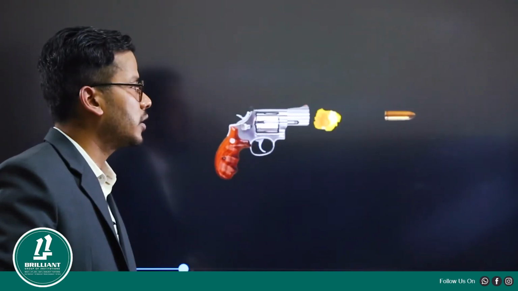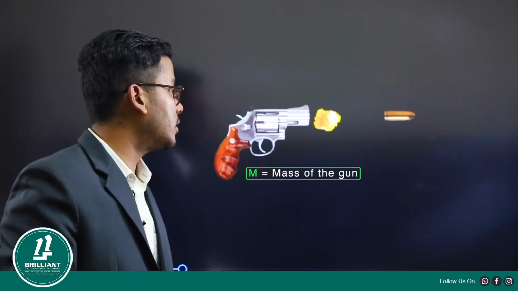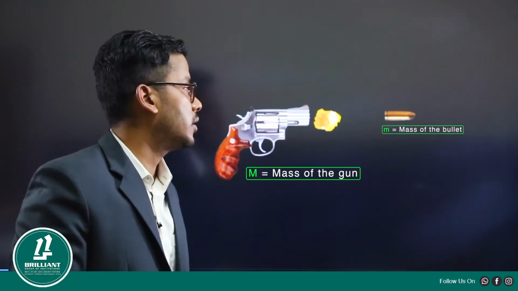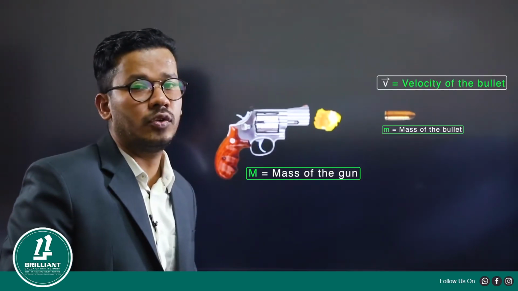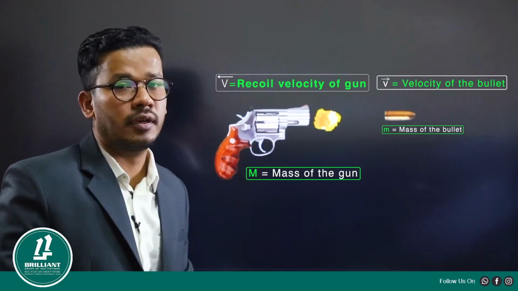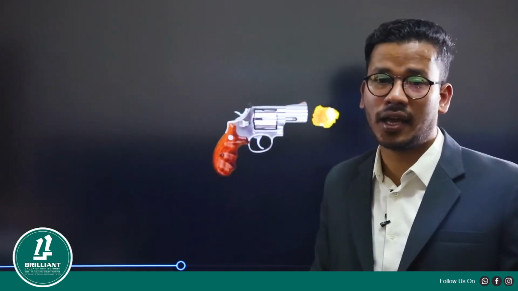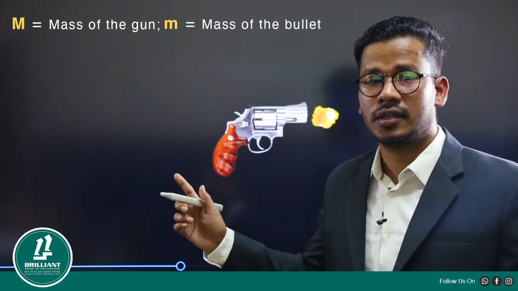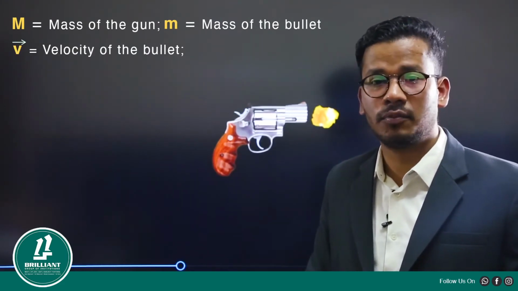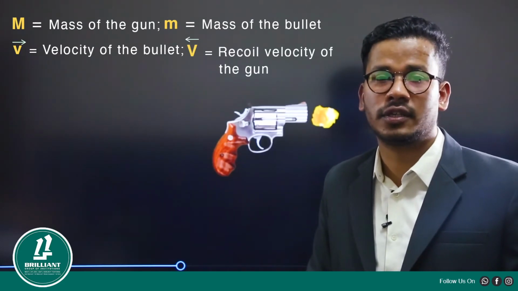During a gunshot, I consider capital M to be the mass of the gun, small m to be the mass of the bullet, small v to be the velocity of the bullet, and likewise capital V as the recoil velocity of the gun. So we'll write the same: M as the mass of the gun, small m as the mass of the bullet, small v as the velocity of the bullet, and capital V as the recoil velocity of the gun.